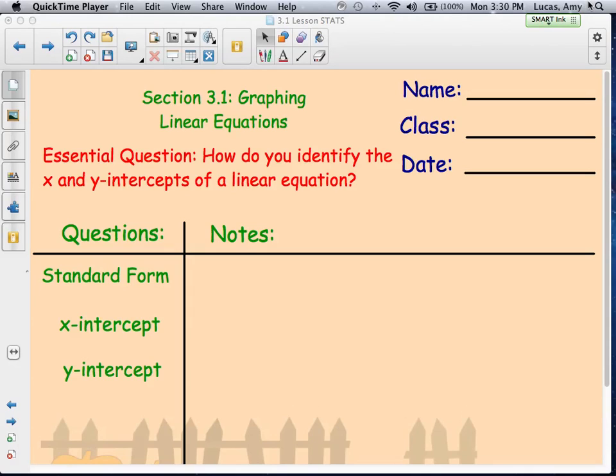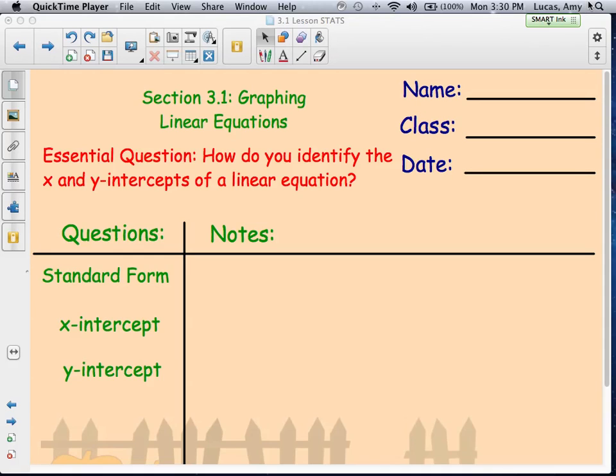Section 3.1, Graphing Linear Equations, Day 2 lesson. Our essential question is, how do you identify the x and y intercepts of a linear equation? So how do you identify the x and y intercepts of a linear equation?